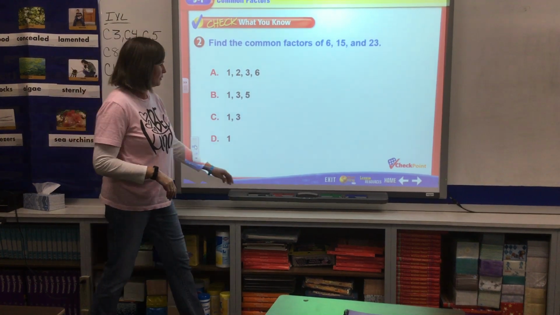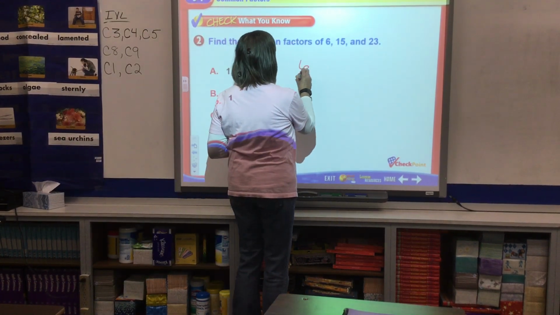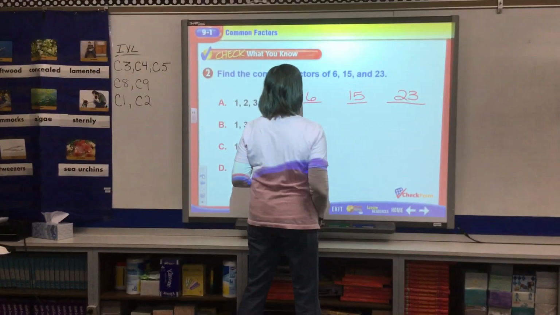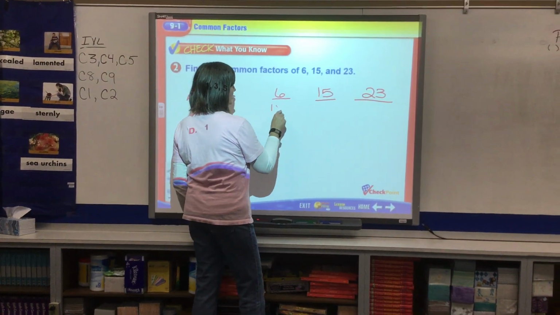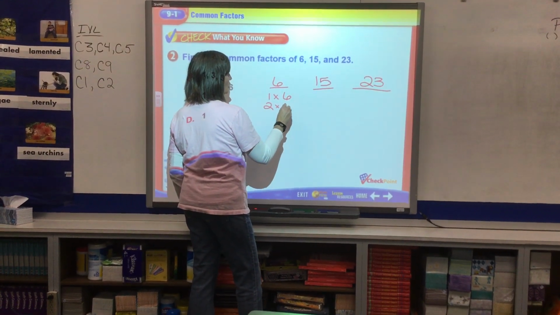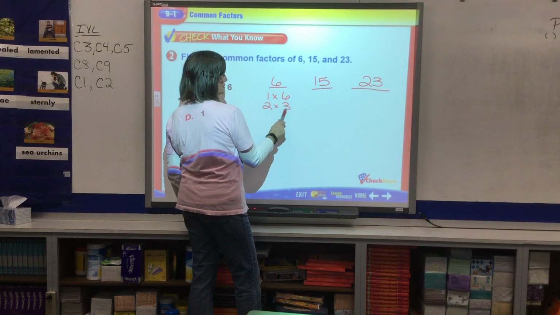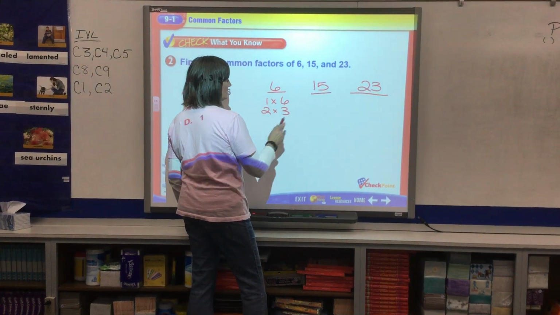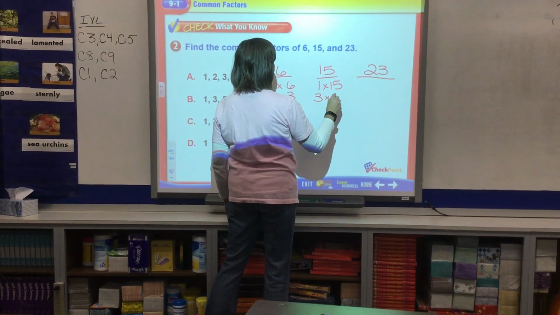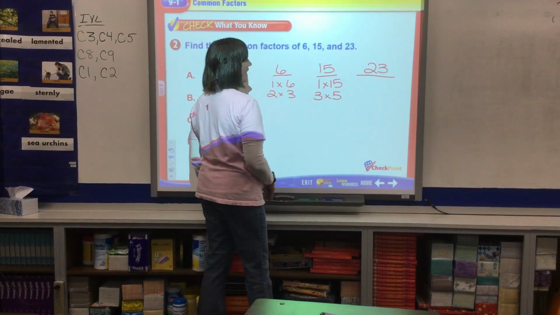All right, they want us to find the common factors of 6 and 15 and 23. If we go quickly through these, we know that the factors of 6 are 1 times 6. It's even, so 2 goes in there, it'd be 2 times 3. There's no whole numbers between 2 and 3, so we're done. We did the factors of 15 a couple minutes ago. We said it was 1 times 15 and 3 times 5.